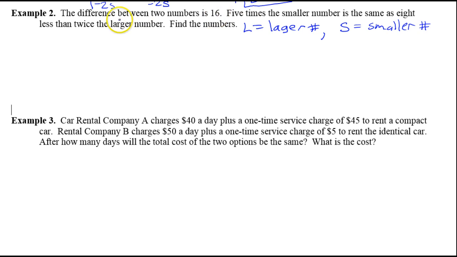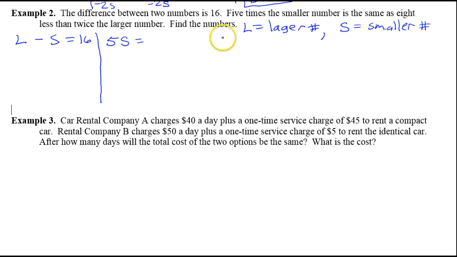Okay, so we defined our variables. Now the difference between the two numbers is 16. So that gives us our first equation. The larger number minus the smaller number should equal 16. Now 5 times the smaller number, so that's 5s, is the same as 8 less than twice the larger number.